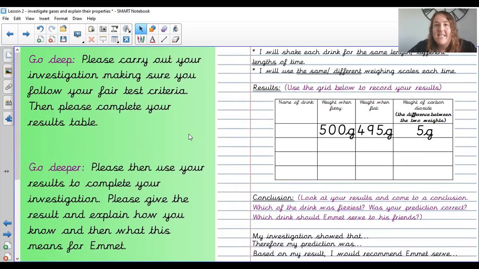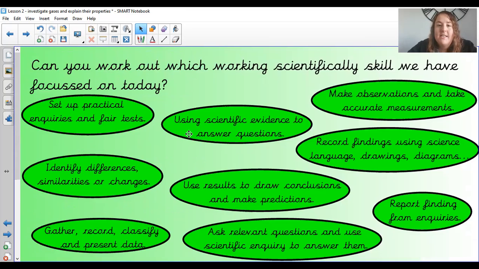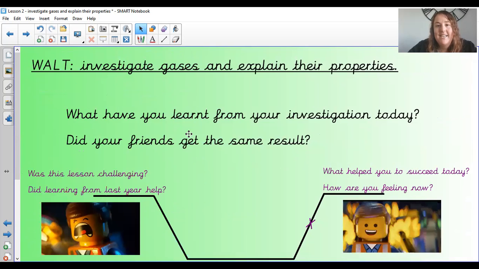If you have got to this stage, a huge well done. I'm not going to ask you to pause again for the learning pit, but maybe have a think about what scientific skill that you've used to do this experiment, if you've been able to complete it, and then where you are on the learning pit. What did you learn from that experiment using those fizzy drinks?